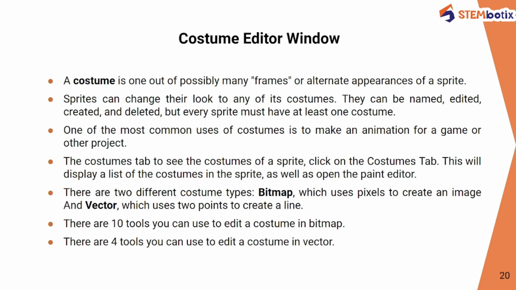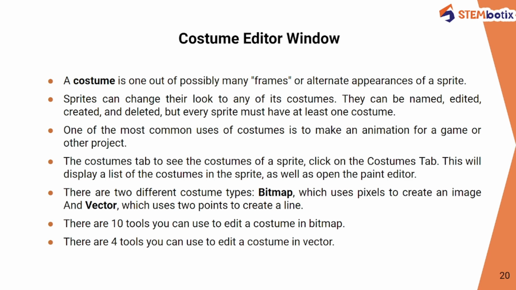So it is necessary that every sprite you are selecting should have a minimum of one costume in order to code that particular sprite and automate it. So you really need to have at least one costume for each and every sprite. You can also change the name of your sprite. You can change its color or its size or the shape of your existing sprite, and also create a new sprite and delete the existing sprite using this costume editing window.